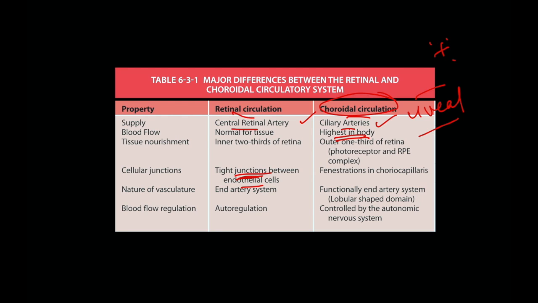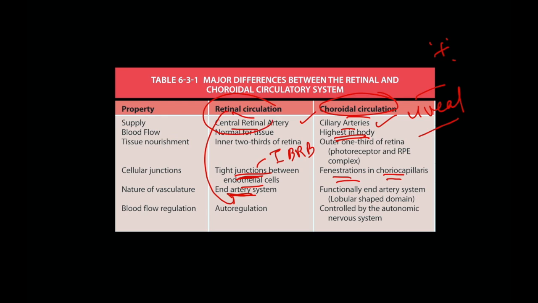Yes. The cellular junctions between the retinal endothelial cells have some tight junctions, which form the inner blood retinal barrier. Whereas for choroidal circulation, there are going to be fenestrations in the choroid capillaries. Retinal arteries are end arteries. There are no anastomoses. Whereas choroidal arteries are functionally end arteries, but anatomically they're not. They have choroid capillaries there.